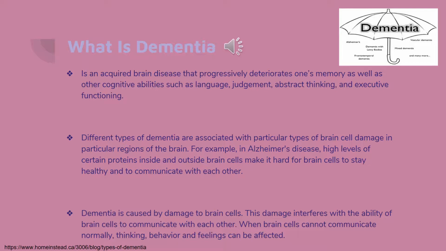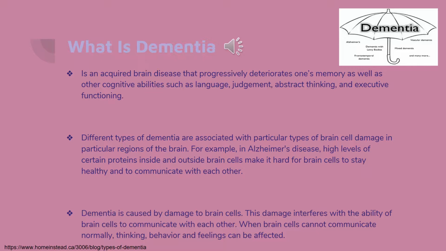Dementia is an acquired brain disease that progressively deteriorates one's memory as well as other cognitive abilities such as language, judgment, abstract thinking, and executive functioning. The different types of dementia are associated with particular types of brain cells damaged in particular regions of the brain. For example, in Alzheimer's disease, high levels of certain proteins inside and outside brain cells make it hard for brain cells to stay healthy and to communicate with each other.